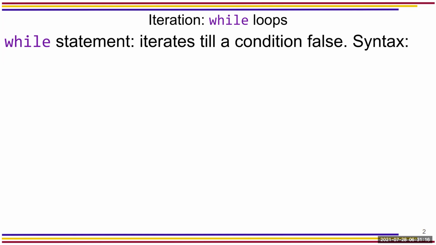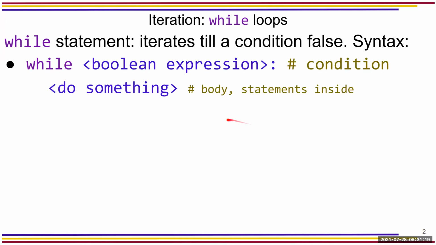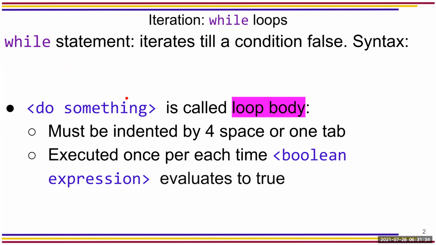So, here's the syntax. We have the reserved keyword while, and we have a boolean expression, ending with a colon. Inside we have the loop body. So "do something" is the loop body. Basically it has to be indented by 4 spaces or 1 tab. The loop body gets executed each time the boolean expression of the while loop evaluates to true.